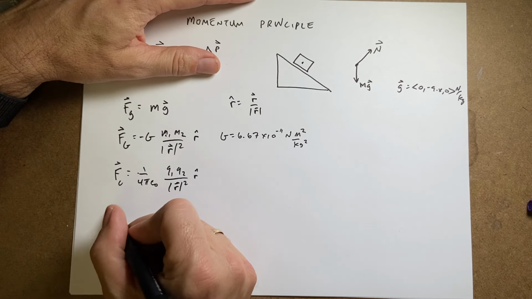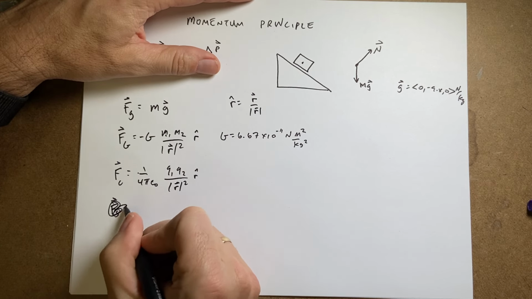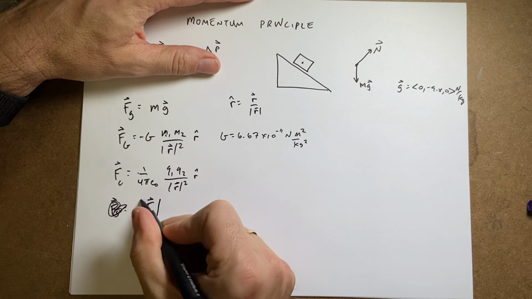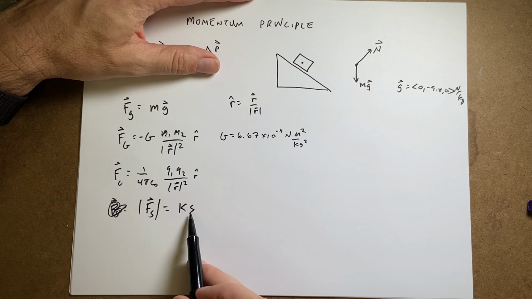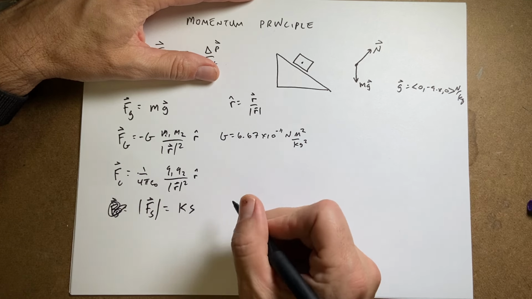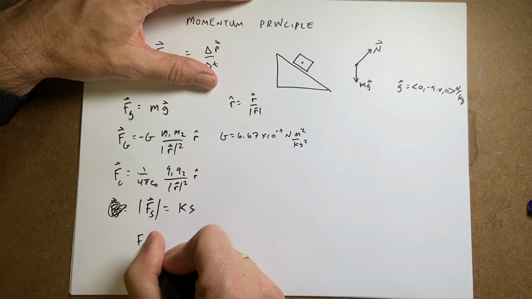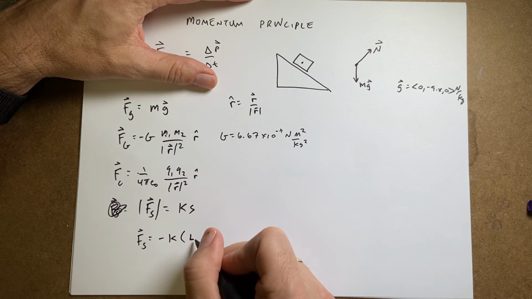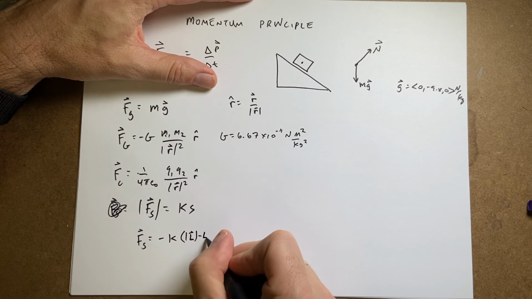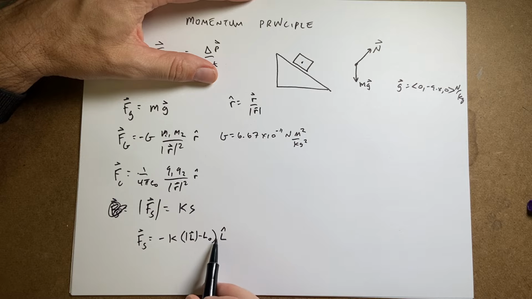We have the force due to a spring. This is the best way to remember it: the magnitude of F spring is K times S, where K is the spring constant, the stiffness of the spring, and S is the stretch. If you want a vector value for that, which I don't think you're going to need for the test, it would be F spring equals negative K times (L minus L0) times L hat. L is the length of the vector, and L0 is the unstretched length of the vector.